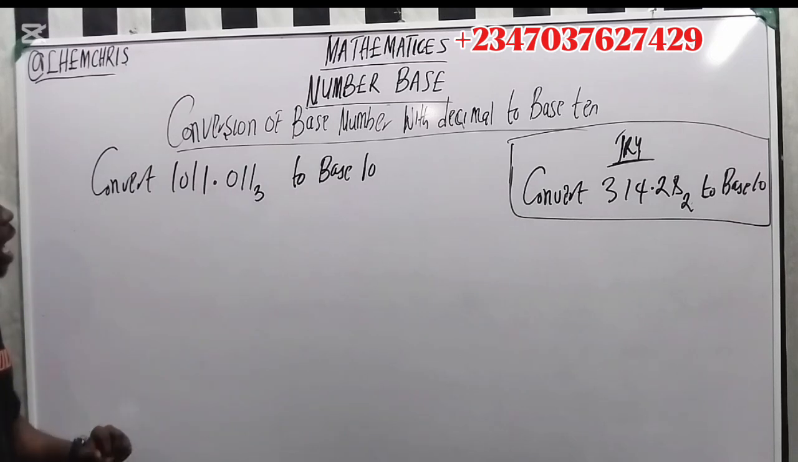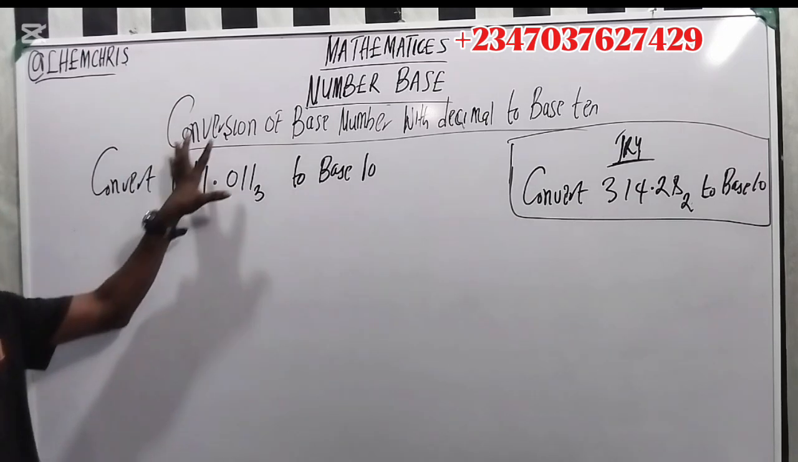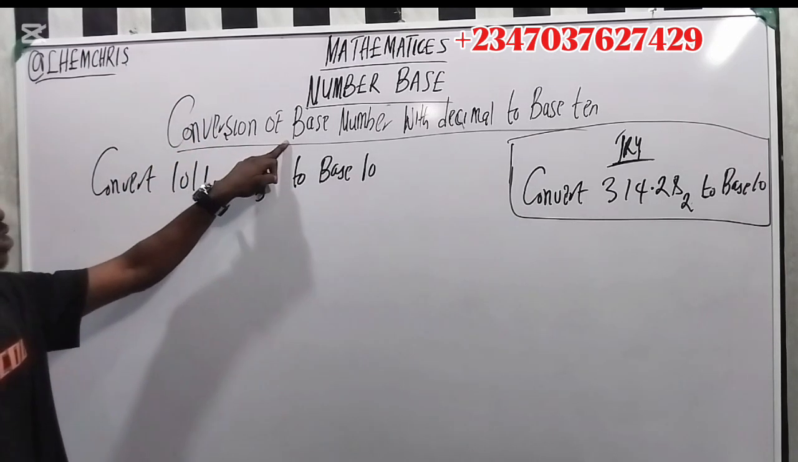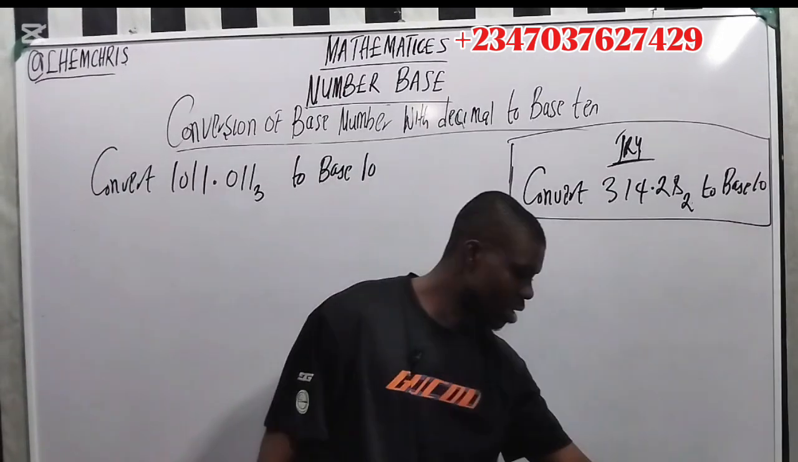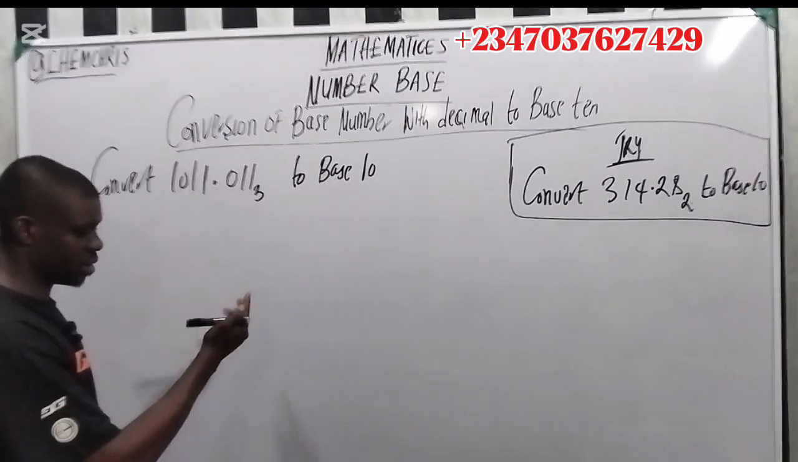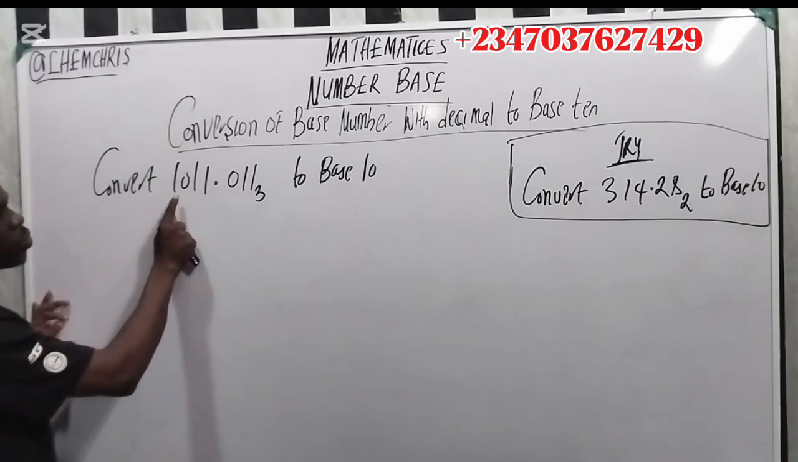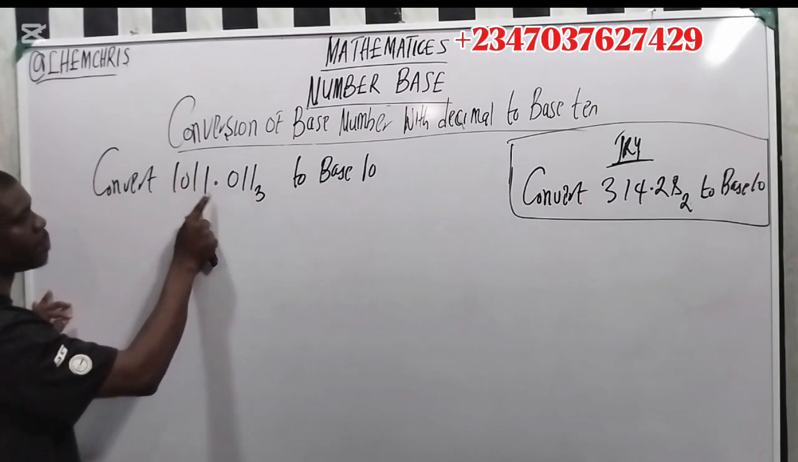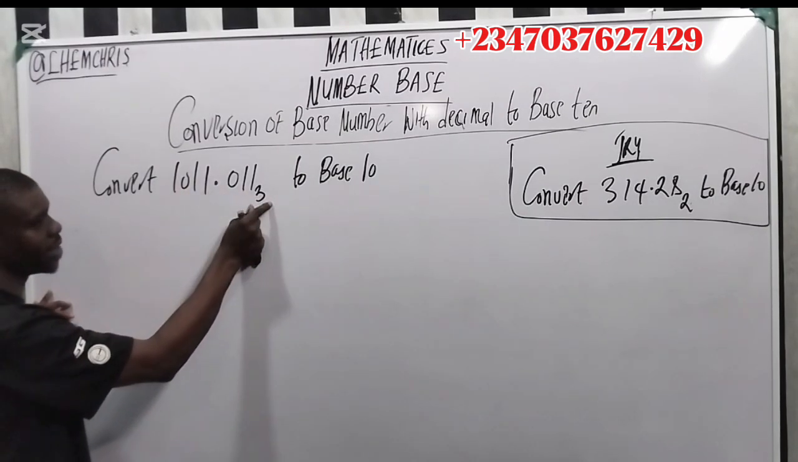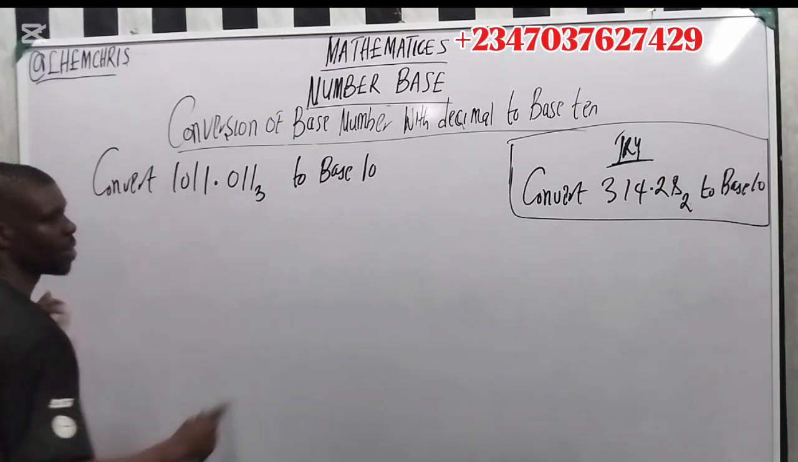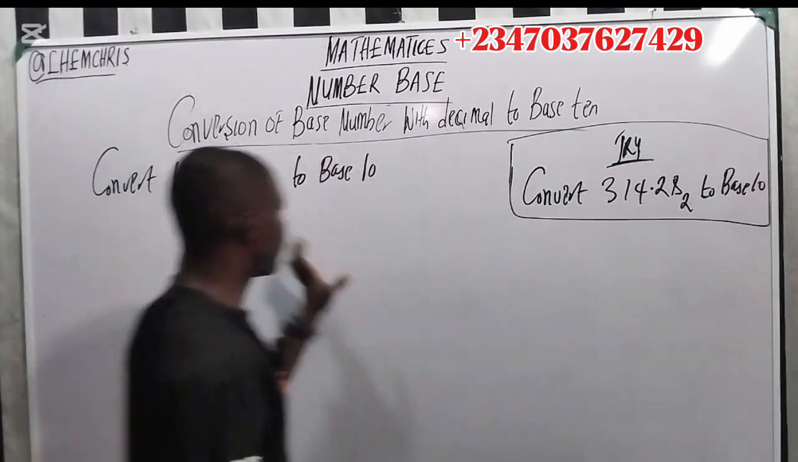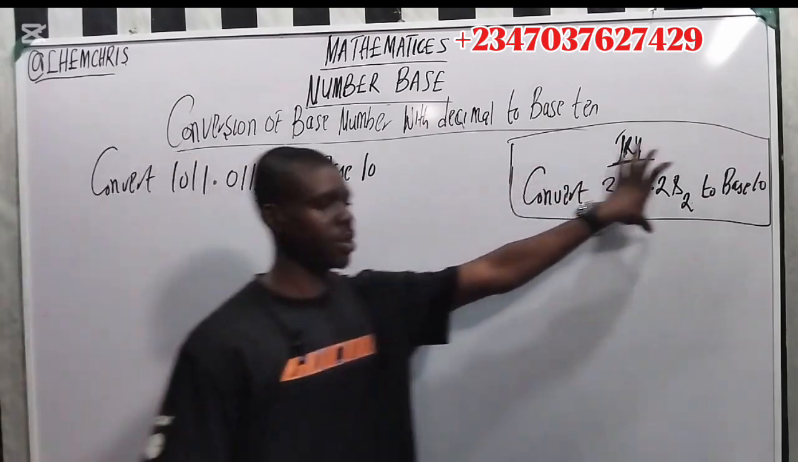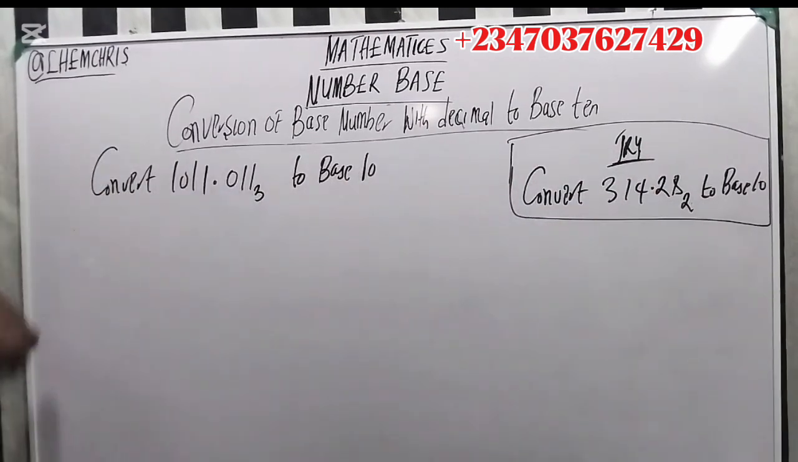Now I want us to look at this second one here: conversion of a base number with decimal to base 10. Now when you look at this one here, this will have a decimal, 1011.011 in base 3. You have to convert it over to base 10. This is the one you're going to try for me, so if I finish explaining this one here, you should try this one here. Let's look at it very well.